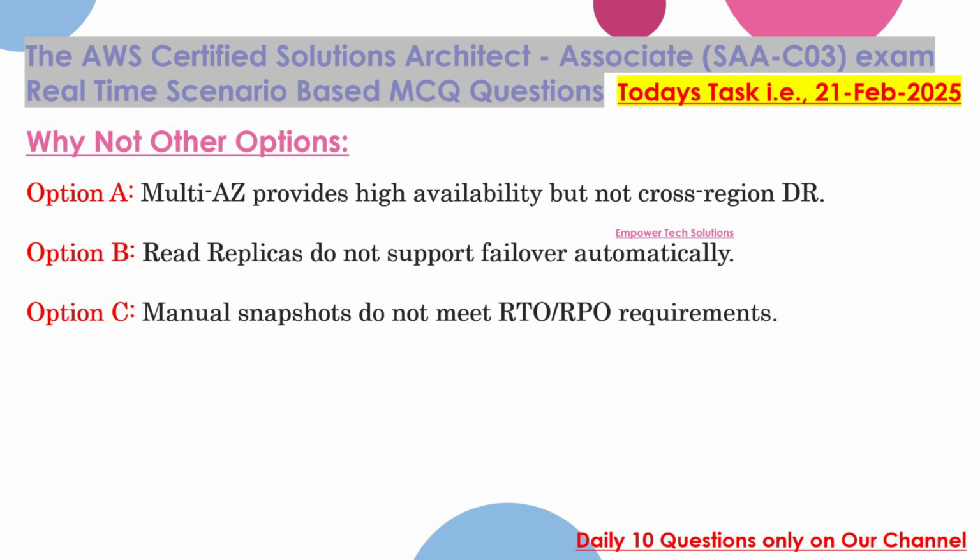Why not other options? Option A, multi-AZ provides high availability but not cross-region. Option B, read replicas do not support failover automatically. Option C, manual snapshots do not meet RTO/RPO requirements.